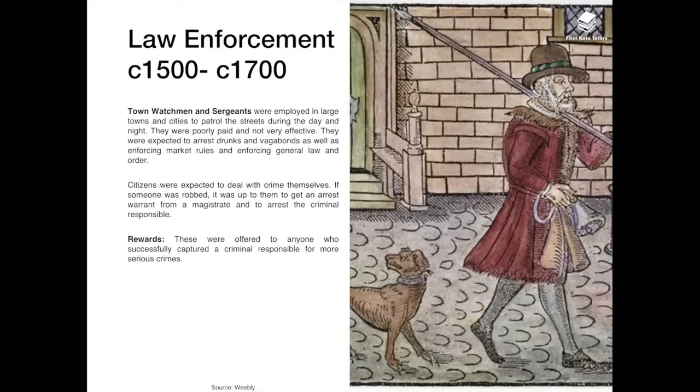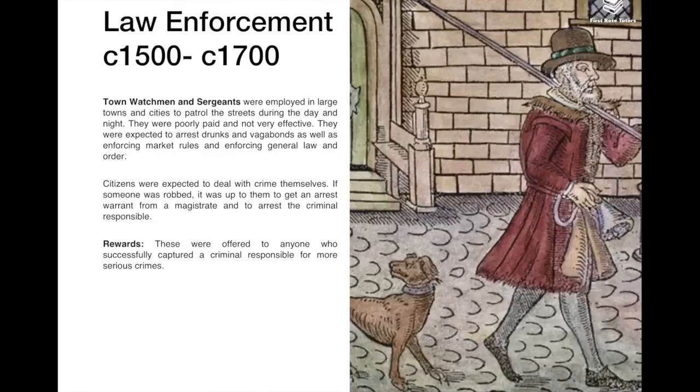Town watchmen and sergeants were employed in large towns and cities to patrol the streets during the day and night. They were poorly paid and not very effective. They were expected to arrest drunks and vagabonds, as well as enforcing market rules and general law and order. Citizens were expected to deal with crimes themselves. If someone was robbed, it was up to them to get an arrest warrant from a magistrate and to arrest the criminal responsible. Rewards. These were offered to anyone who successfully captured a criminal responsible for more serious crimes.